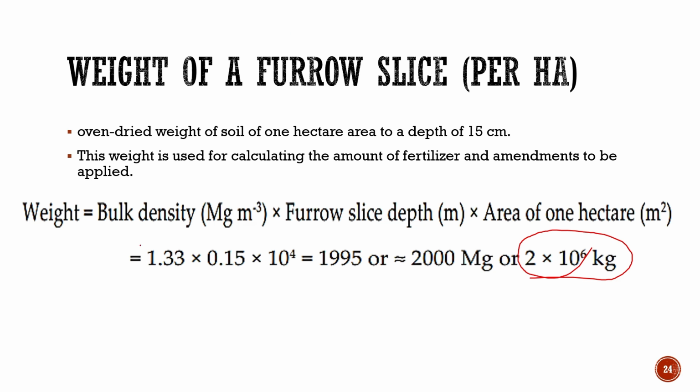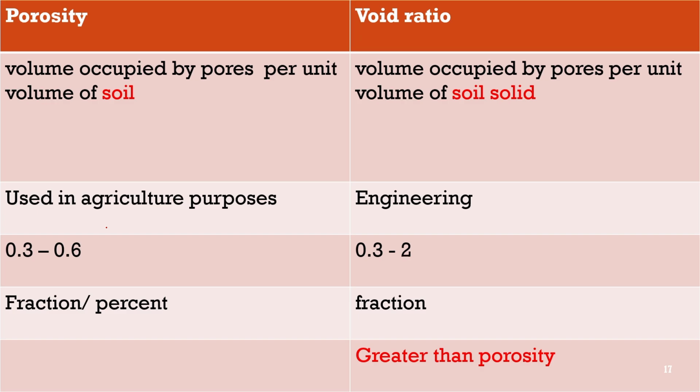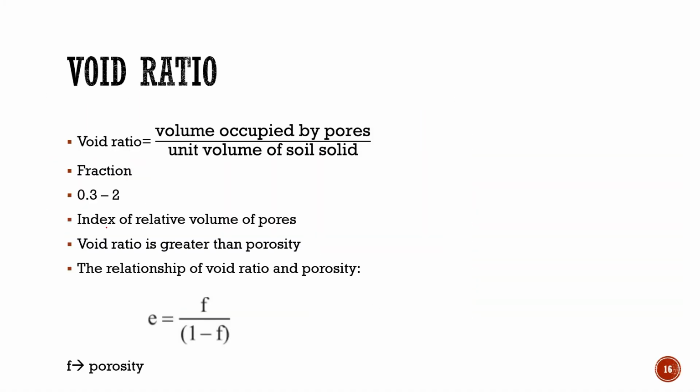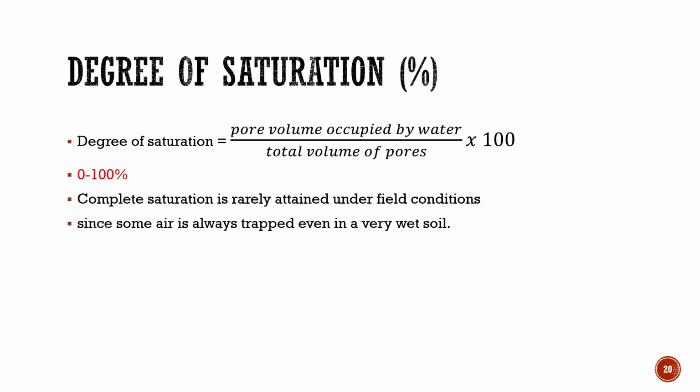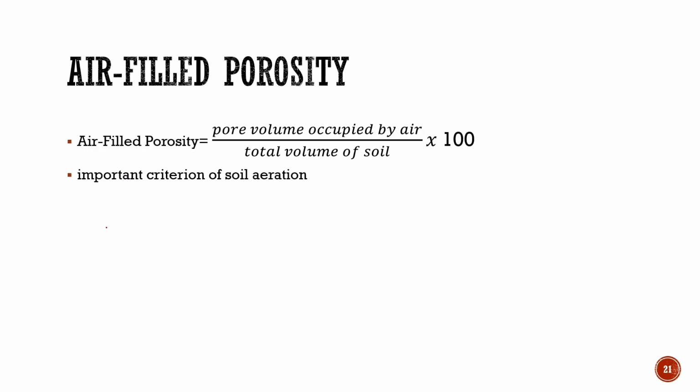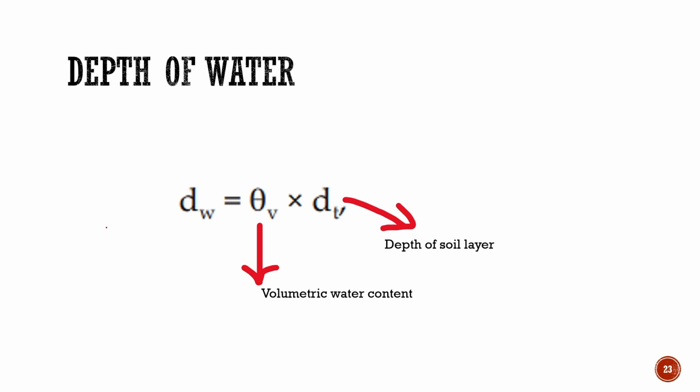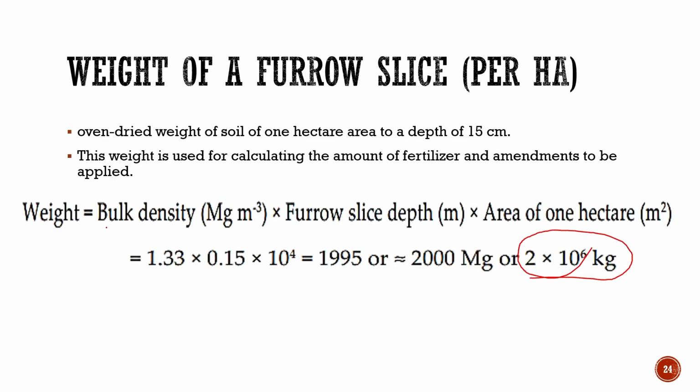So that's about today. We have seen the void ratio, then mass wetness, volume wetness, degree of saturation, air-filled porosity, depth of water, then weight of furrow slice. These are the terms that are given in the fundamentals of soil science book.